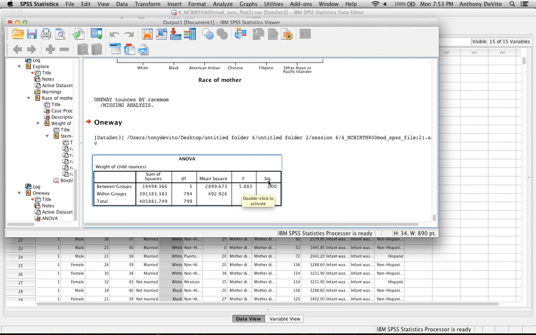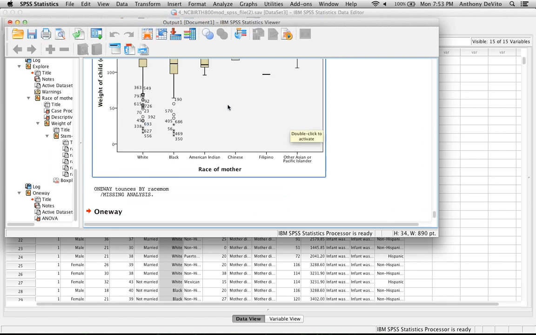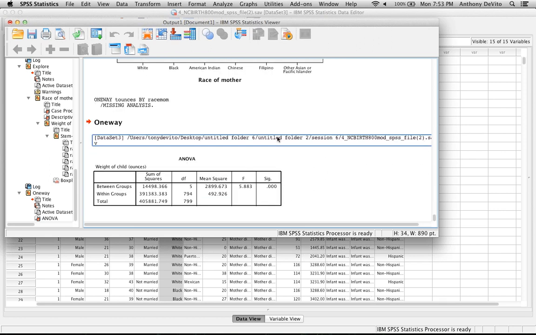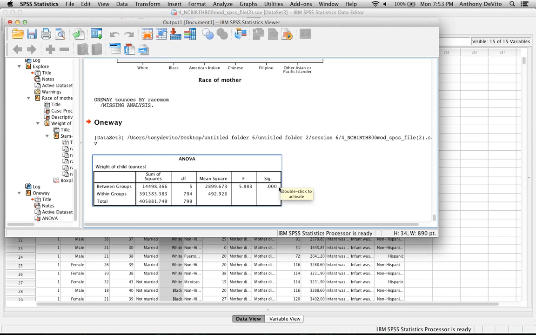It tells us right off the bat that the probability of being wrong, if you reject the null hypothesis that the means for all of these groups are the same, is less than 1/10 of 1%. Less than 0.001, which is less than 0.05, which means we can reject that null hypothesis.